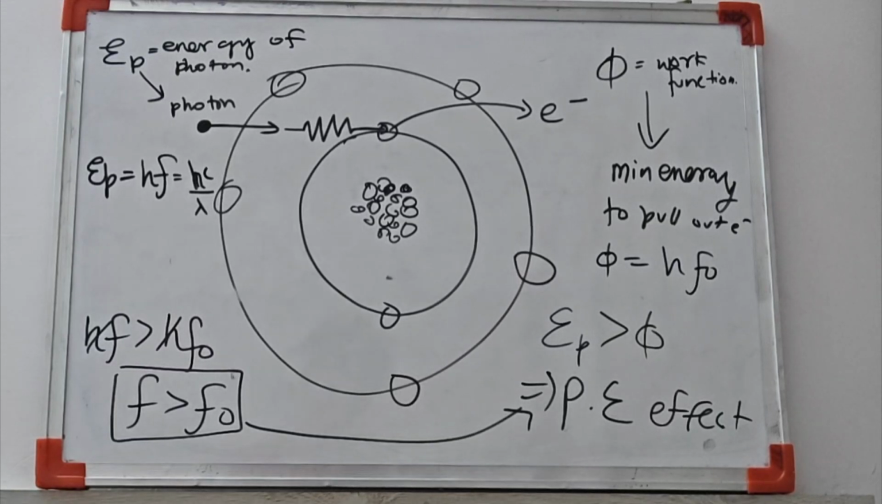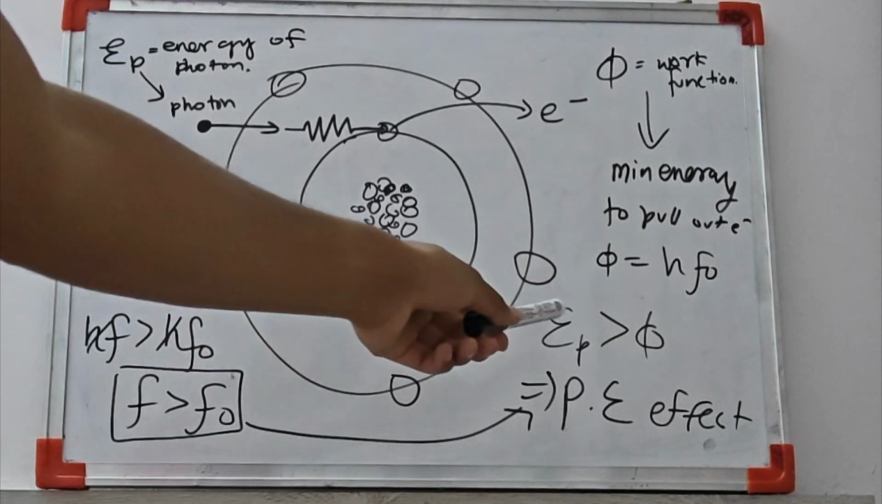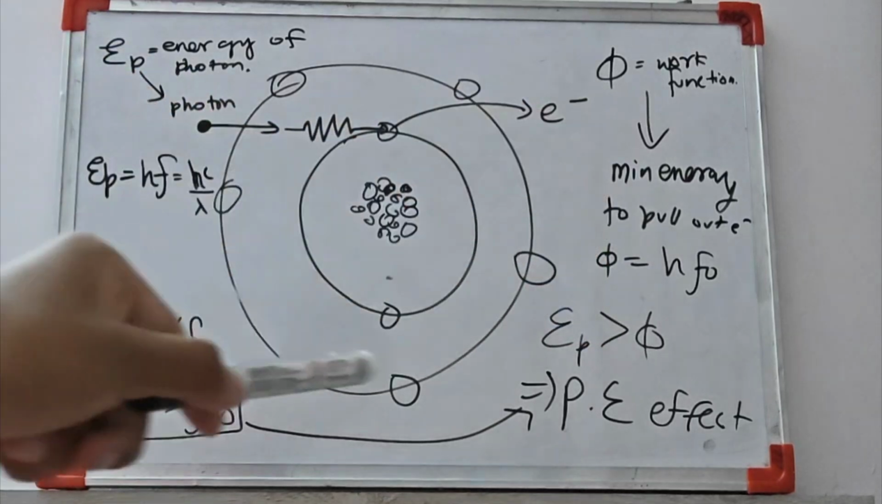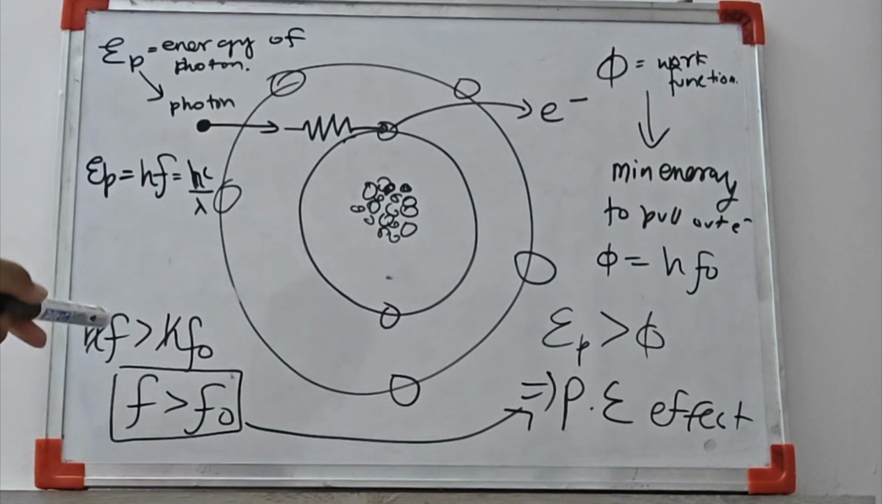Now we do some maths here. As we know, EP should be more than phi, so hf should be more than hf naught. h gets cancelled, so f should be more than f naught. So the frequency should be more than the threshold frequency for the photoelectric effect to take place.